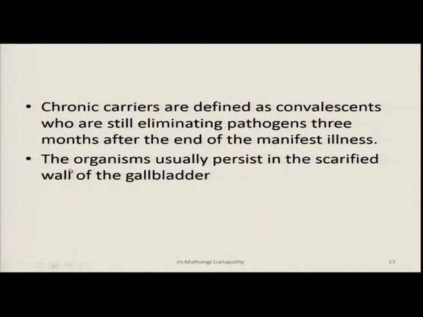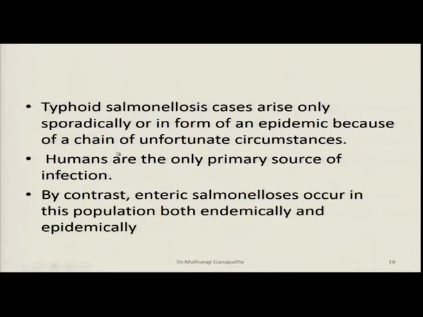And how do these parasites sustain? In the scarified wall of the gallbladder. So, the chances of other people getting affected would be from the chronic carriers who still shed the pathogens months after convalescence. And typhoid salmonellosis cases arise only sporadically or in the form of an epidemic because of a series of unfortunate circumstances where a carrier or an infected person is in the food supply chain. Humans are the primary sources of infection here.